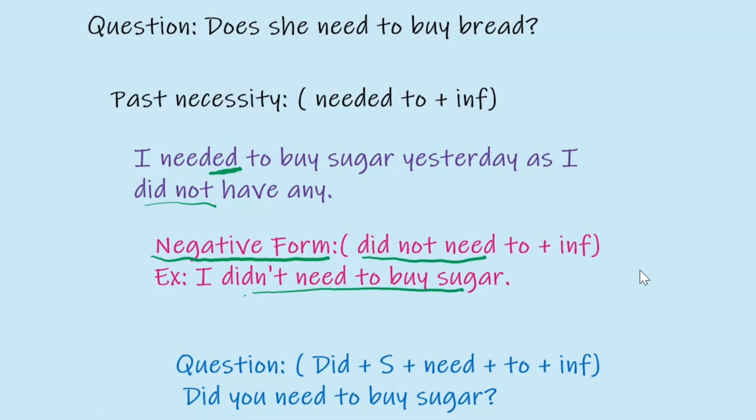As for the question, we use here the helping verb in the past symbol, did, because that is the helping verb of the past symbol. So if I say, for example, did you need to buy some sugar or to buy any sugar? Did you need to buy sugar? Yes, I needed to buy some. No, I didn't need to buy any. This is for the past necessity.